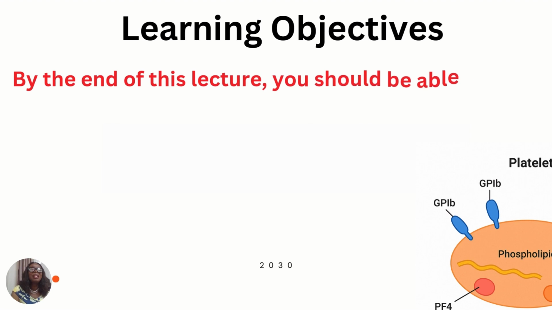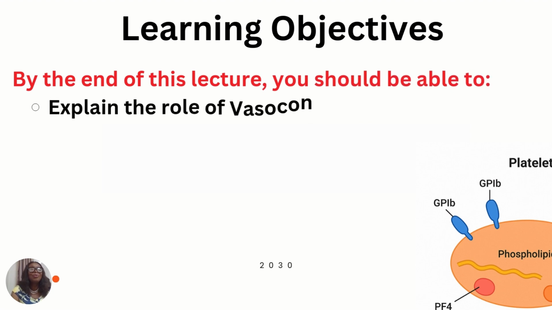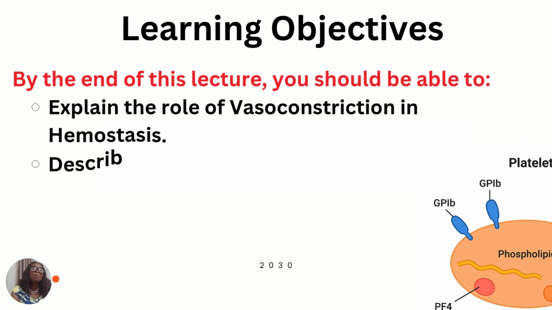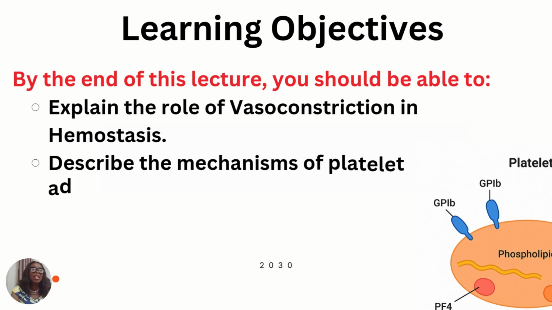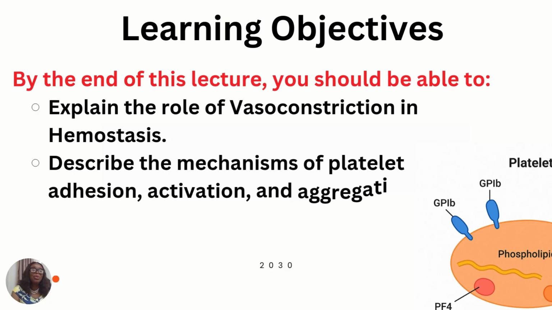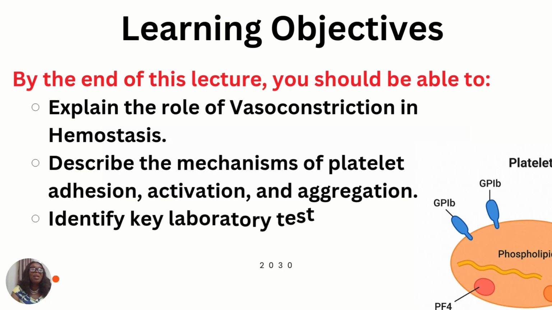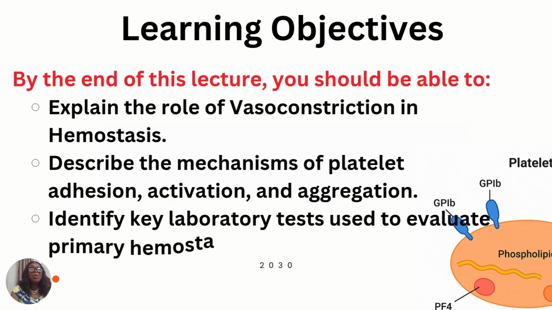It is expected that at the end of this lecture, you should be able to explain the role of vasoconstriction in hemostasis. You should be able to describe the mechanism of platelet adhesion, platelet activation, and aggregation. And you should be able to identify key laboratory tests used in evaluating primary hemostasis.